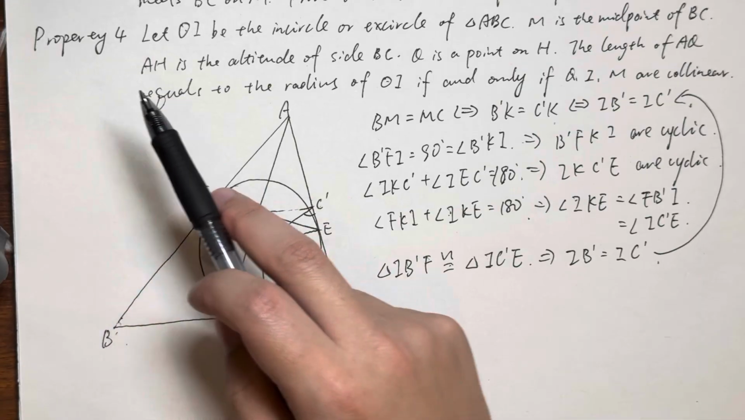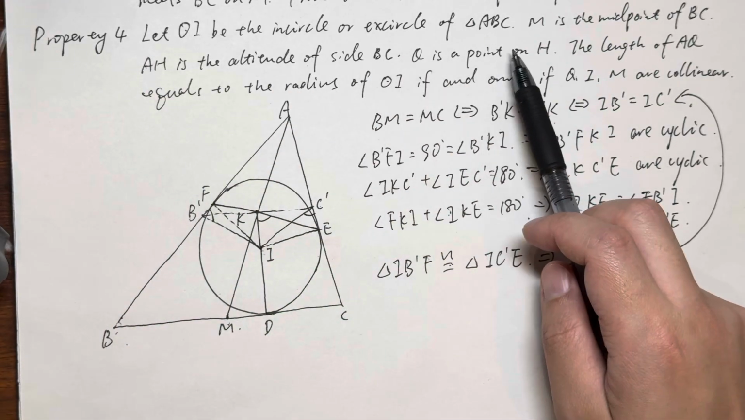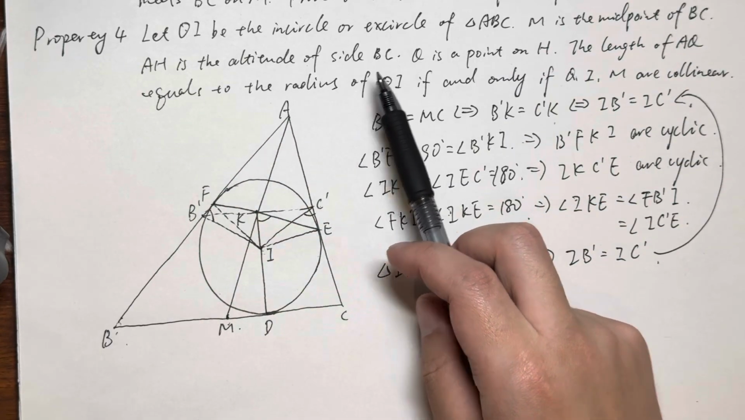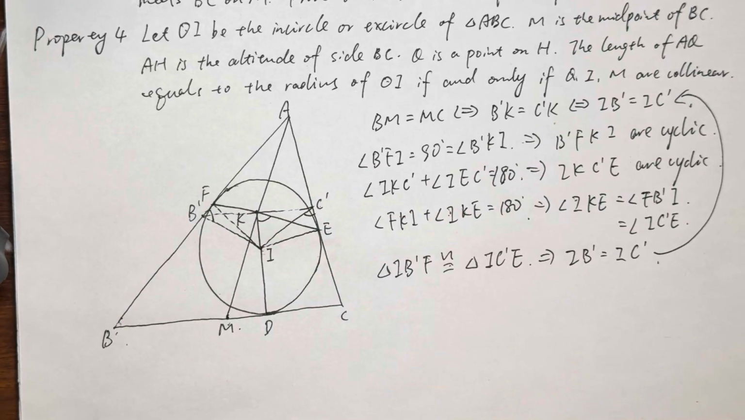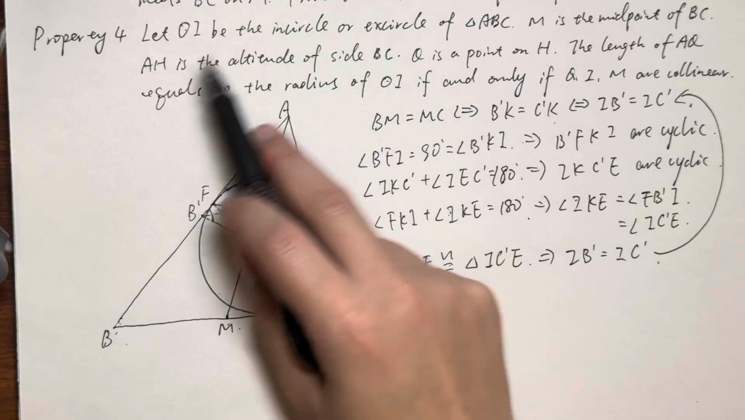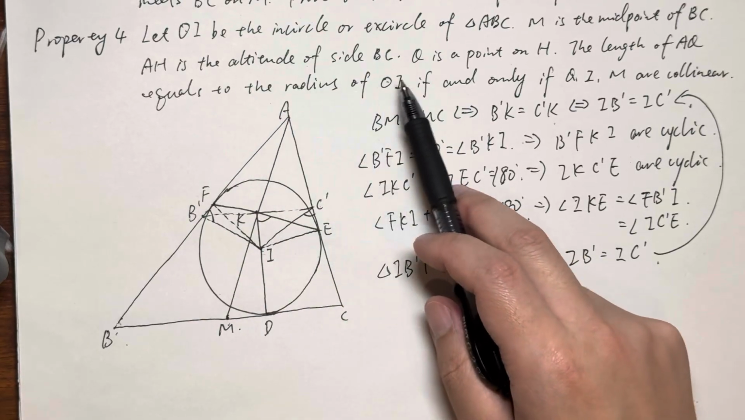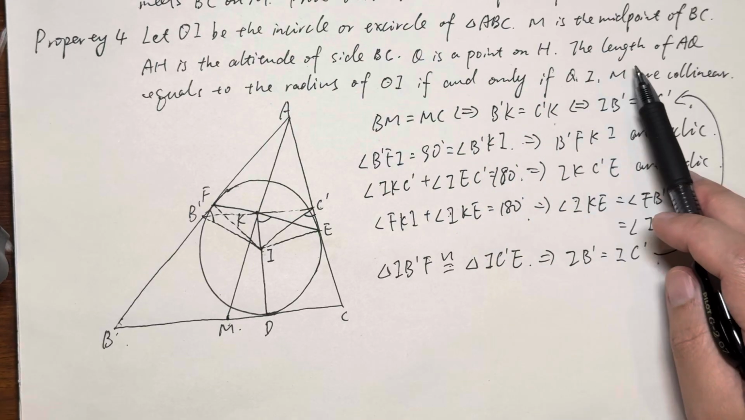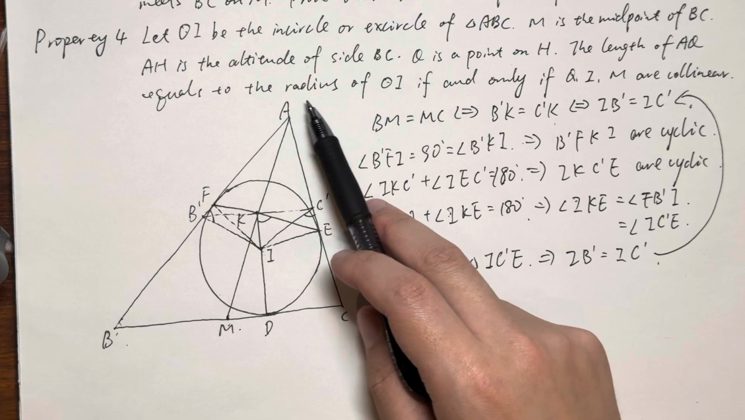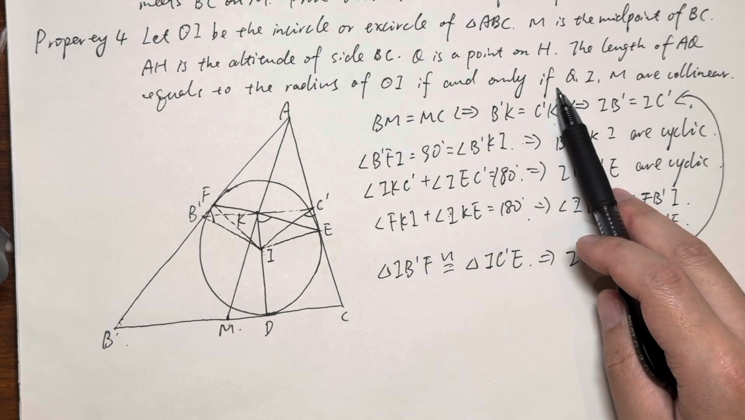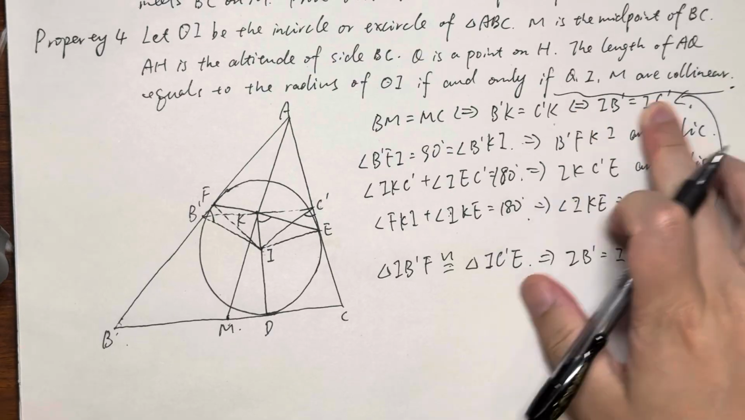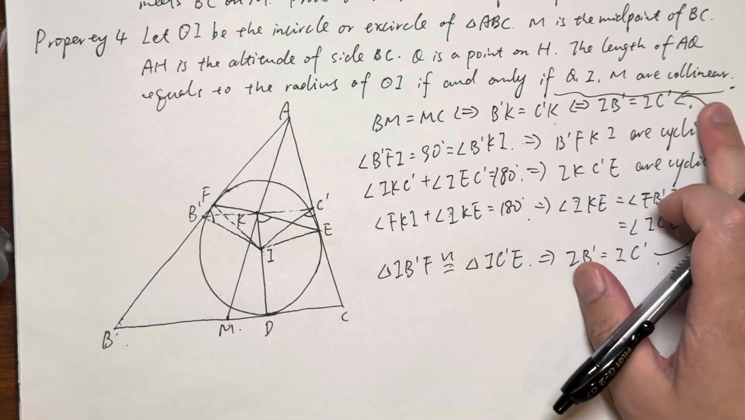Okay, property 4. Let circle I be the incircle or excircle of the triangle ABC. M is the midpoint of BC. AH is the altitude on side BC. Notice that now we look at the altitude. Q is a point on AH. The length of AQ equals the radius of circle I if and only if Q, I, M are collinear. We just need to remember this one, right? Q, I, M are collinear.